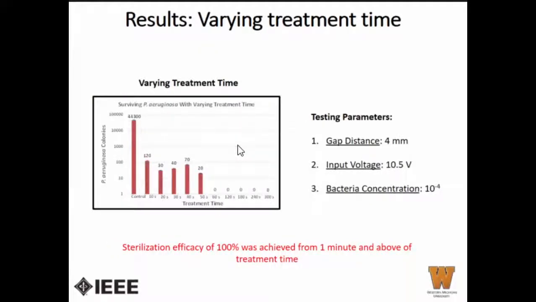And this slide is showing a gap distance of 4 millimeter, and here is the control with the number of CFUs that we have for 10 second, 20 second, 30 second, up to 60 second, and then steps of 1 minute going up. For 10 through 50, the efficacy is about 99.9%, and from 60 and above, it is 100% efficacy. So there is no single colony that has survived with such a gap distance as well as the input voltage that we are applying.